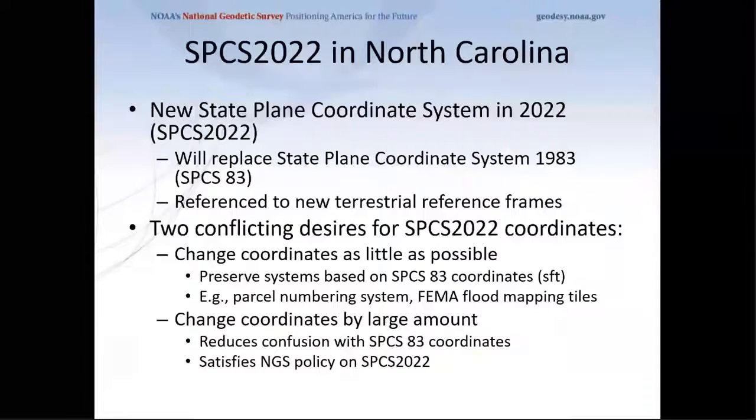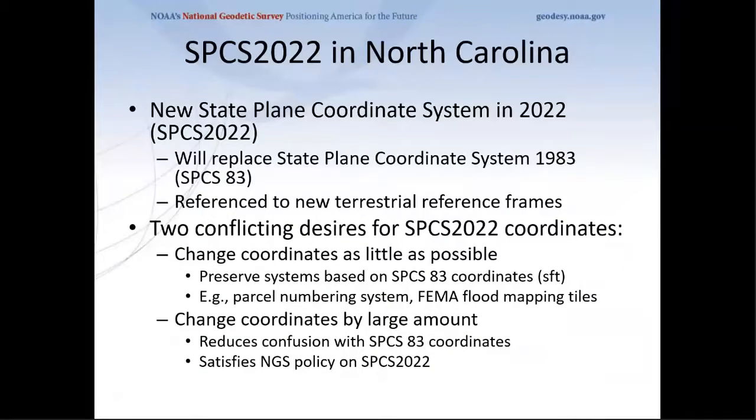So our new state plane coordinate system will replace our current state plane coordinate system. It will be referenced to the new terrestrial reference frame. And so we had two options here in North Carolina when we worked with the National Geodetic Survey to develop our new state plane coordinate system. One is to keep the coordinates close to our current state plane coordinates, which would require exceptions from the National Geodetic Survey to do that. And the second is to adhere to all their requirements and have large changes. And so we went with the second.